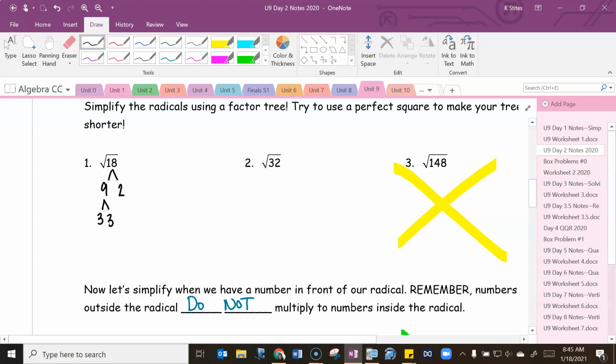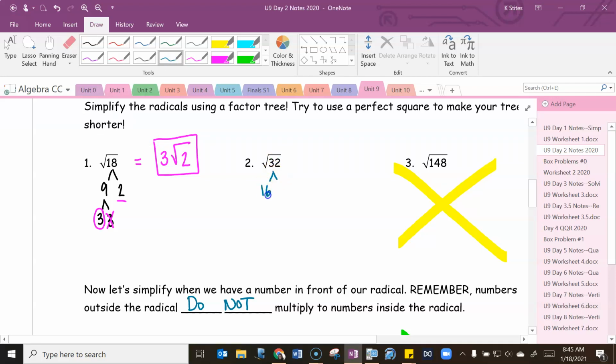It breaks down to 3 times 3, and now I have a pair of 3's. I'll circle, cross out, and the 2 does not have a pair, so it gets underlined. Again, underlines go under the square root, circles go out front. And there you go. 32, I'm also going to use a perfect square.